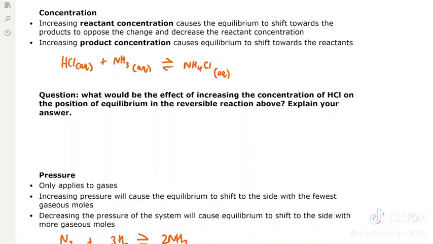So for example, we've got HCl aqueous reacting with ammonia, forming ammonium chloride. The question is, what would be the effect of increasing the concentration of HCl, which is a reactant, on the position of equilibrium in the reversible reaction above? Explain your answer. If we increase the concentration of HCl, we increase the reactant concentration, so the equilibrium is going to shift to the opposite direction, to the right, towards the products, because this is going to oppose the change and increase the concentration of the products and decrease the concentration of the reactants.